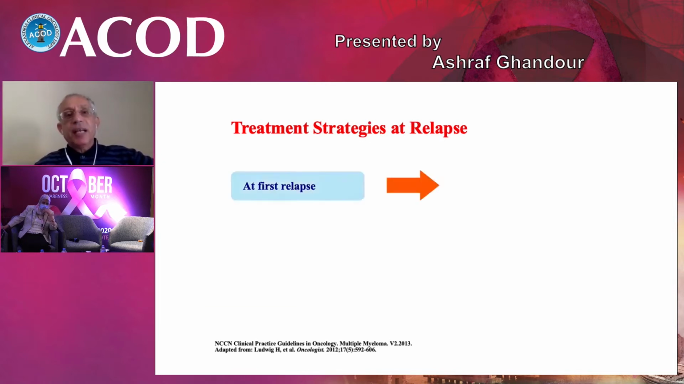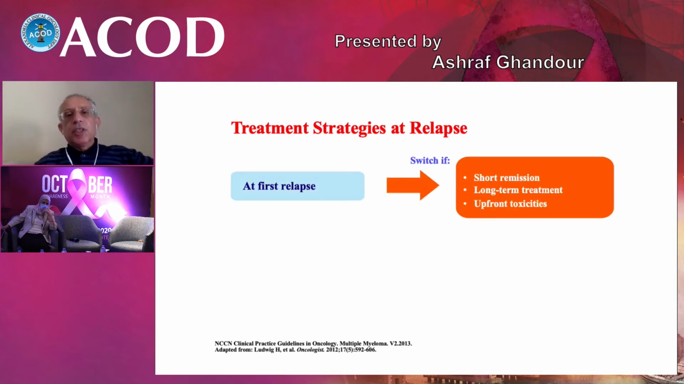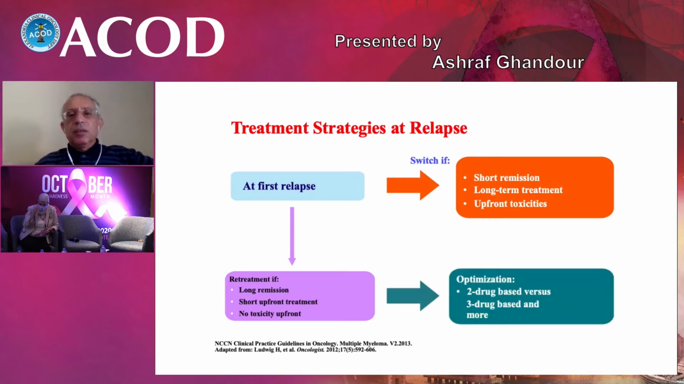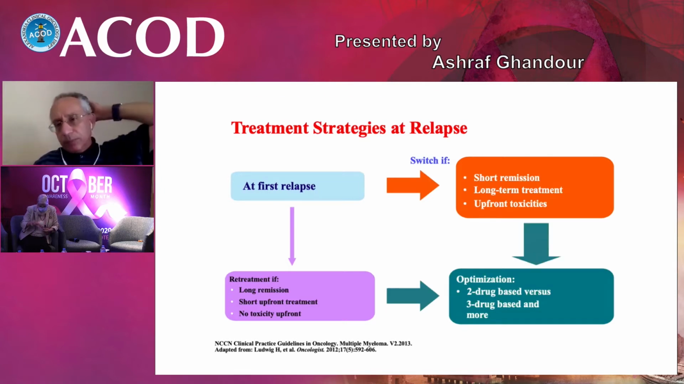First of all, at first relapse, we should look at whether to switch from the first treatment if the patient had short remission, long-term treatment for a long period till getting remission, and upfront toxicity. We should switch the line of treatment first of all. If there was long remission with short duration of treatment and no upfront toxicity, here optimization with 2 drug-based versus 3 drug-based and more.